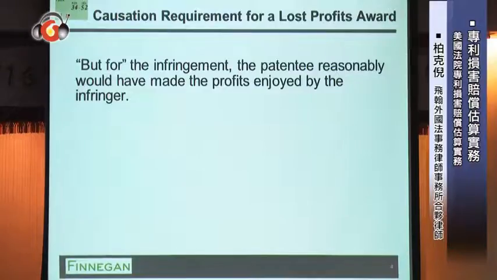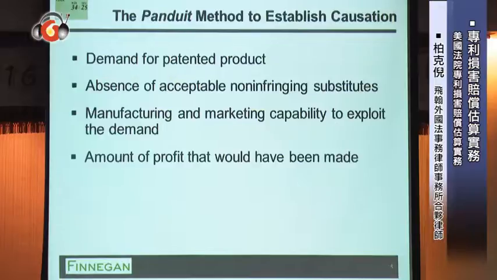The biggest barrier to getting lost profits damages is this element of proof. You have to prove, if you're the patent owner, that the sales the infringer made would have been yours if the infringer hadn't put an infringing product on the marketplace. And this has to be shown by real evidence in the real world. It can't be done by speculation or guesswork. And that's why lost profits are often very difficult for patent owners to recover. But when they do try and recover, they typically use this analysis. And this is called the Panduit analysis, based on a case from the 1970s or 1980s, I believe. 1982, if I remember correctly.